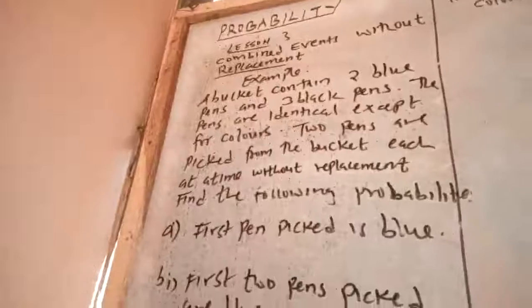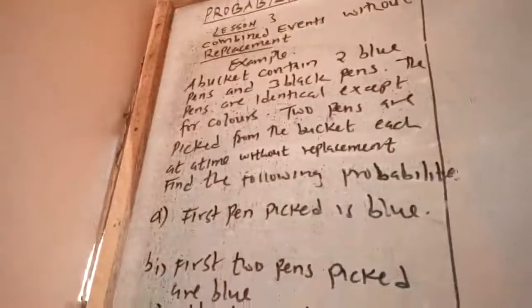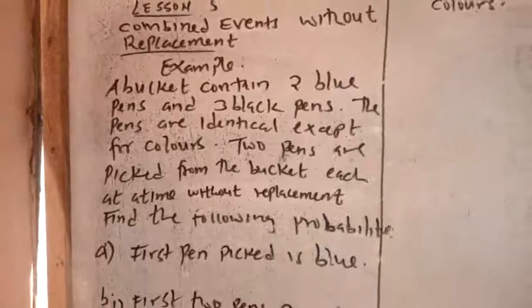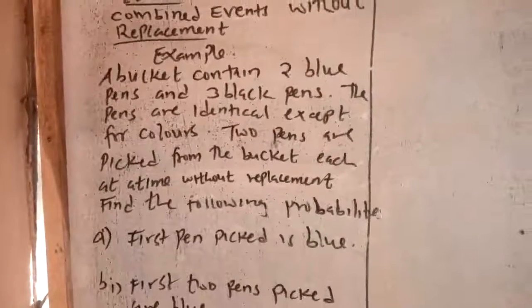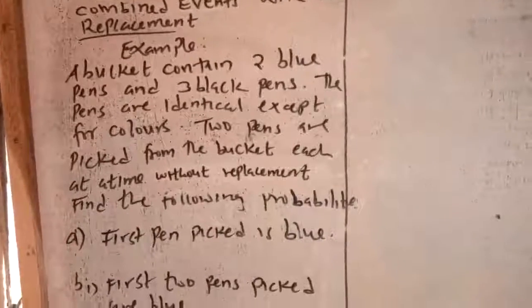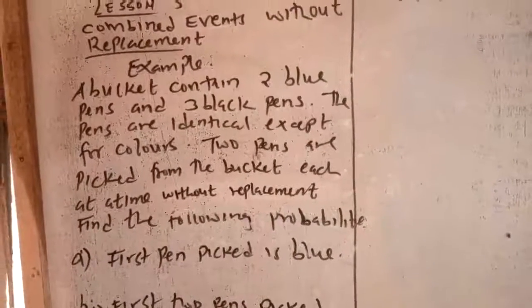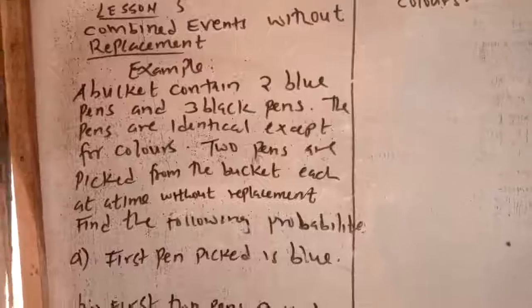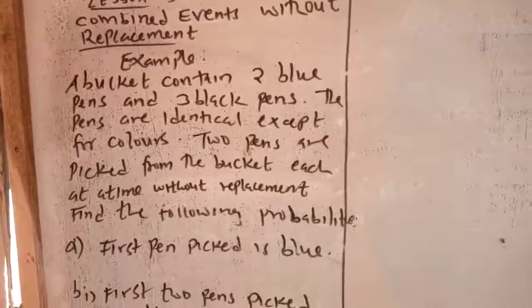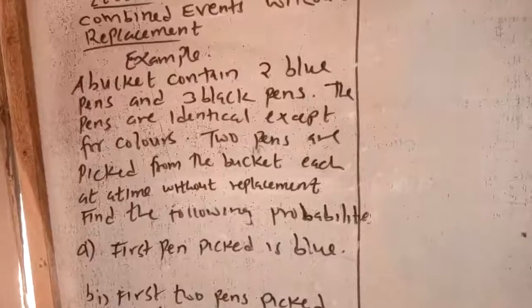There is a question that reads: there is a bucket containing 2 blue pens and 3 black pens. The pens are identical except for colors. 2 pens are picked from the bucket, each at a time without replacement.